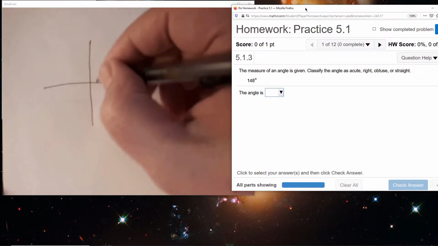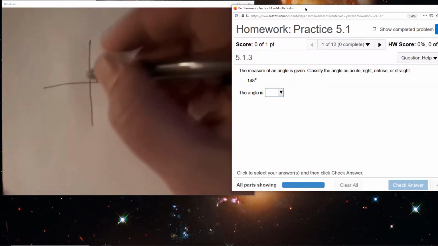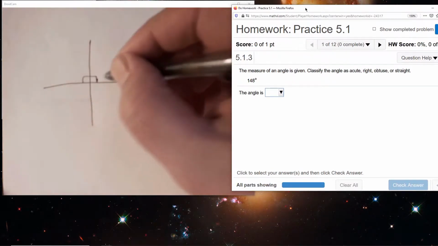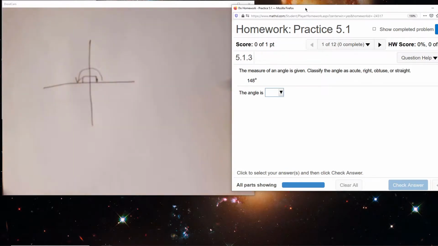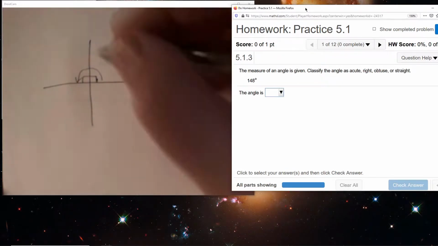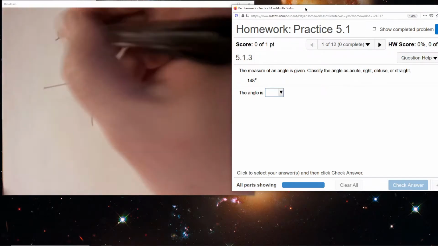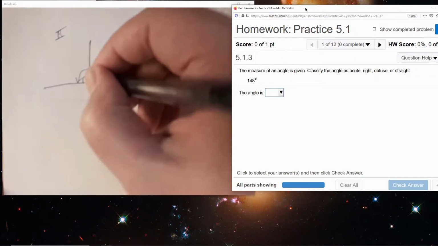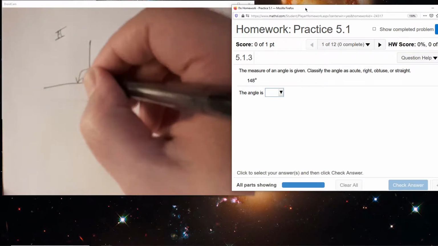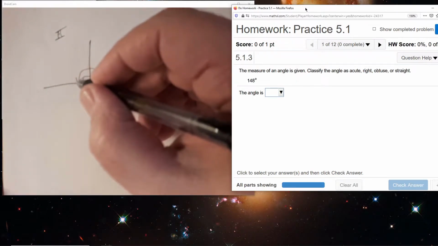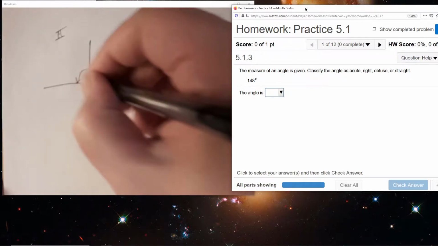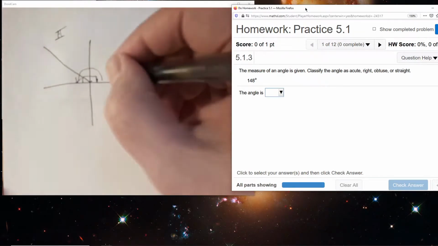So this is 90. Going all the way across here is 180. So we know 148 is in quadrant 2. And so 180 here means it's going to be 32 away. And so it's going to look like that.